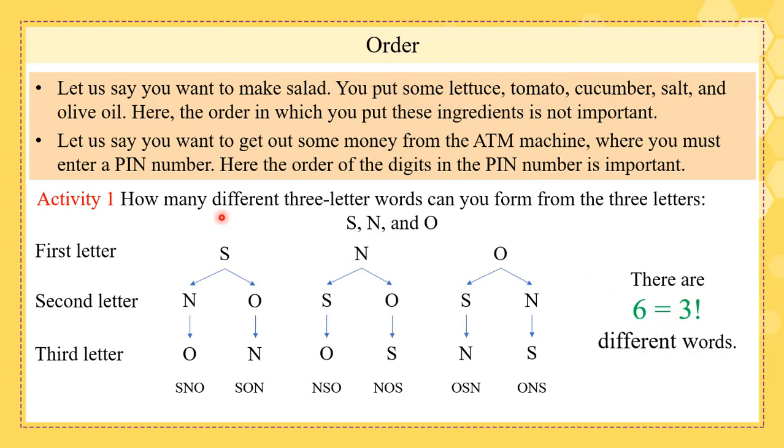So the question asks about the number of different 3-letter words, and in fact here we have 6 different words. Now, how can we get this 6? This is 3 factorial, and the 3 is the number of letters here.